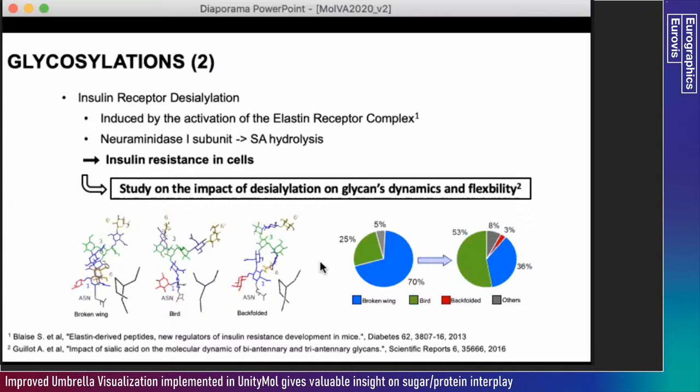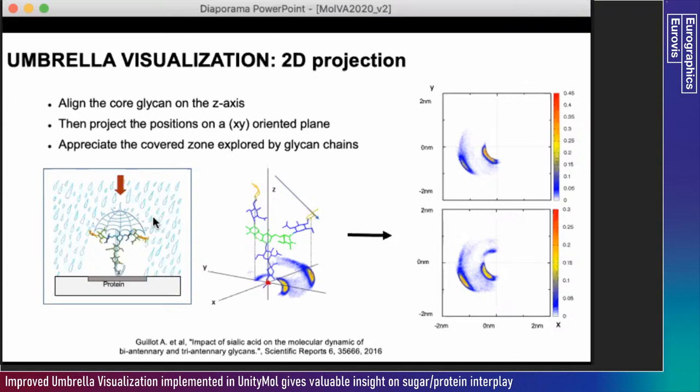So in the context of this work, we have developed an original approach which considers the glycan acting as an umbrella. On the surface of the protein, this umbrella masks residues below. And the principle is as follows. The core of the glycan is aligned along the z-axis.